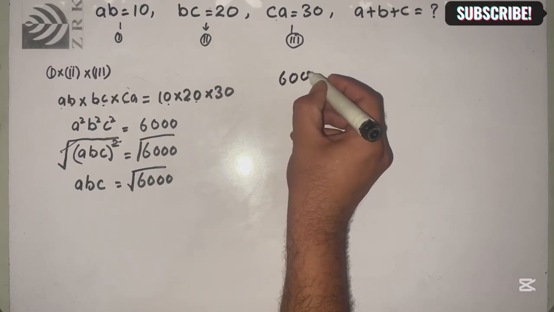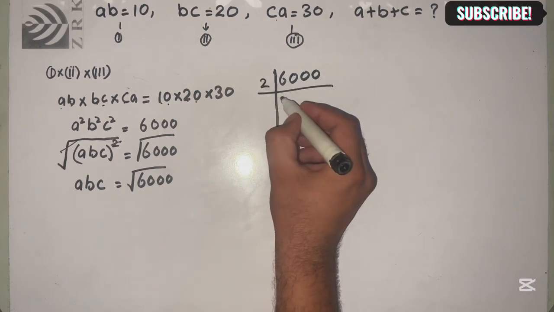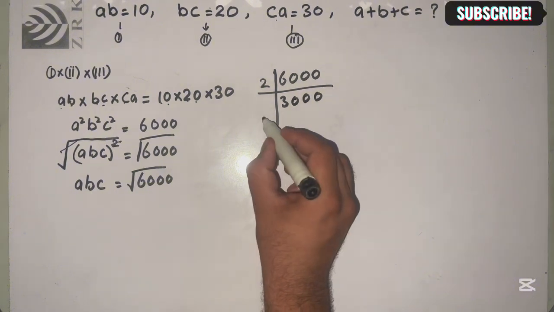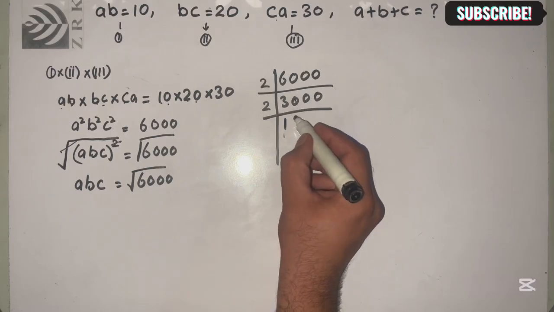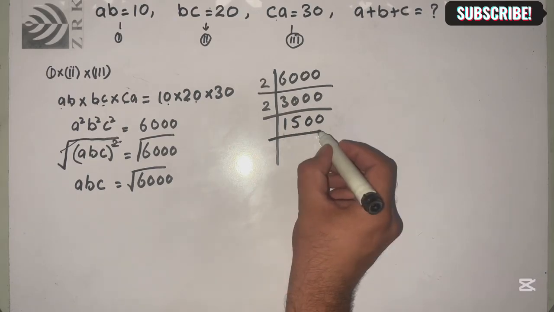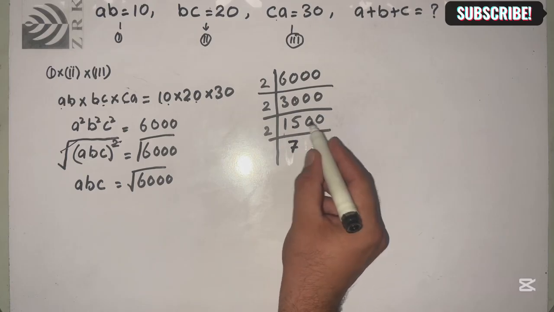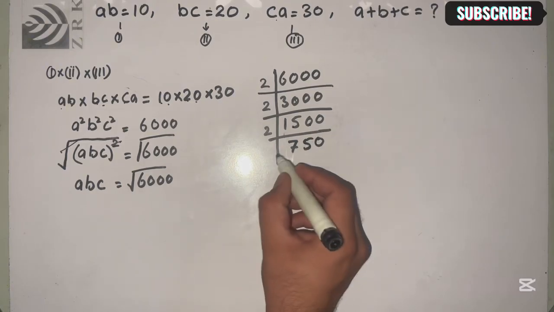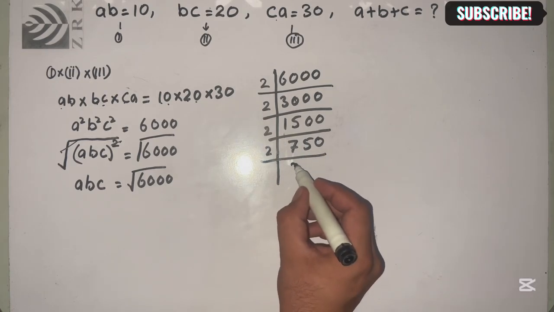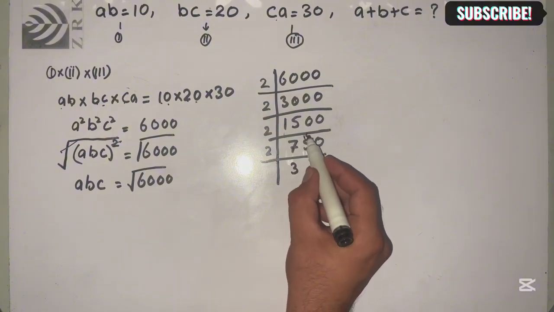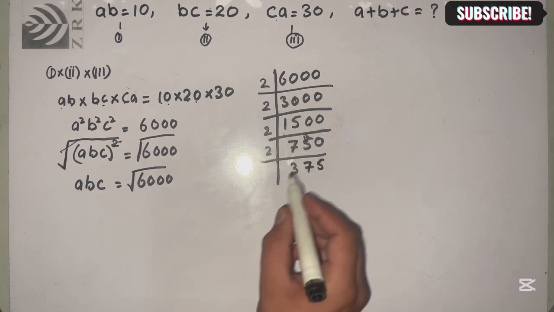6,000 can be factorized as follows. It can be divided by 2: 2 3s are 6, and we have 3 zeros. It is again divisible by 2: 2 1s are 2, 2 5s are 15, and we will have 2 zeros here. It is again divisible by 2: 2 7s are 14, and 2 5s are 10, and 2 zeros are 0. This is again divisible by 2: 2 3s are 6, 1 carries, this becomes 15, and 2 7s are 14, so this will be 375.